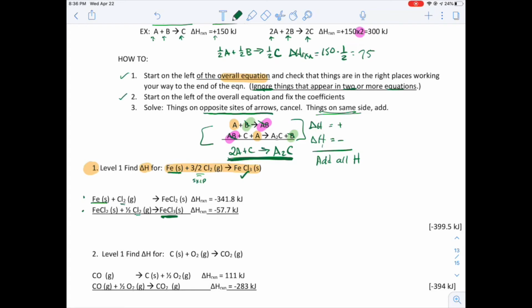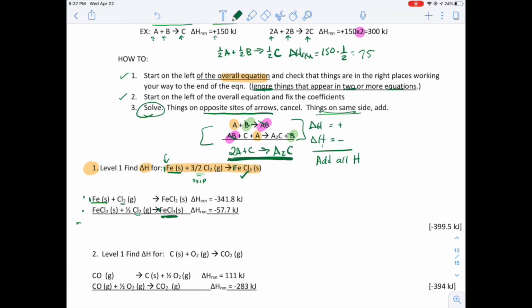Secondly, start on the left again of this overall equation and fix any coefficients. So fix our iron's coefficient. Well, he's 1 and he's 1, so that's great. This is the easy example. And then notice we skipped the Cl2, and now we're going to make sure, is he 1? He's 1. So we're good. So let's see, once we've done that, we're going to solve it and see if our answer that we're going to get here matches our overall. That's the point, is you're supposed to get something that matches.